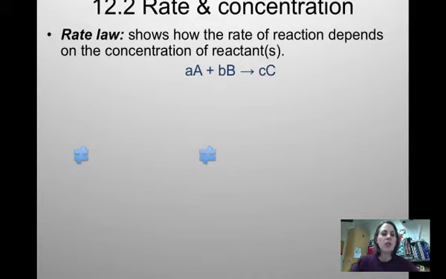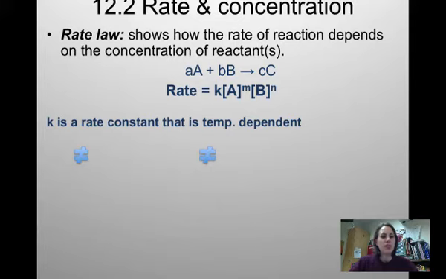So the amounts of those will determine how much C is produced. When I write my rate law, this is the general form that it takes. Rate is equal to k, which is a constant, times the concentration of reactant A raised to a certain power, times the concentration of reactant B raised to a certain power. It's important to identify what k is. k is a rate constant that is temperature dependent.